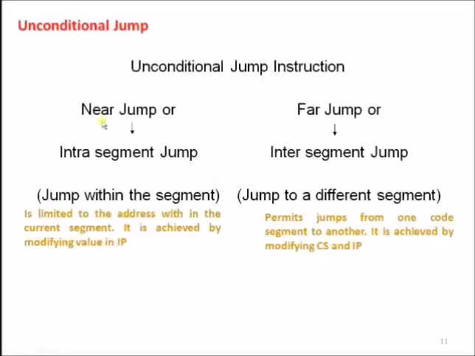An unconditional jump can be a near jump or a far jump. Near jump is nothing but intra segment, that is within the segment. If you want to transfer the control from one code segment to another code segment, then you have to use the inter segment jump. Near jump is limited to the address within the current segment. It is achieved by modifying the value in IP. The far jump permits jumps from one code segment to another. It is achieved by modifying CS and IP.